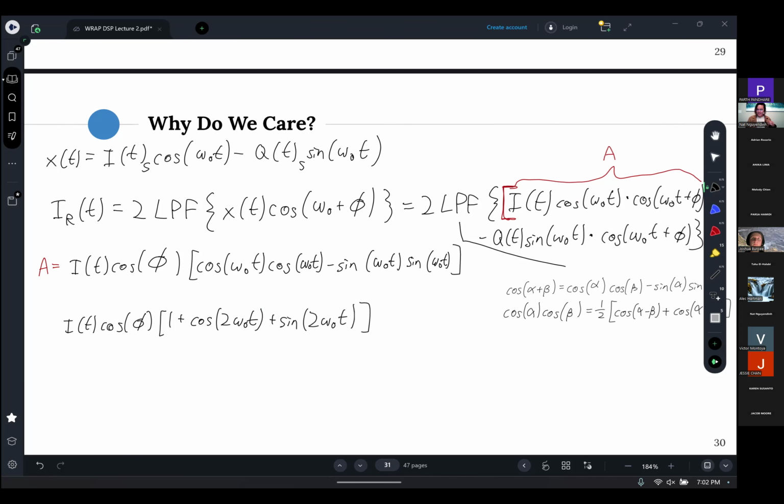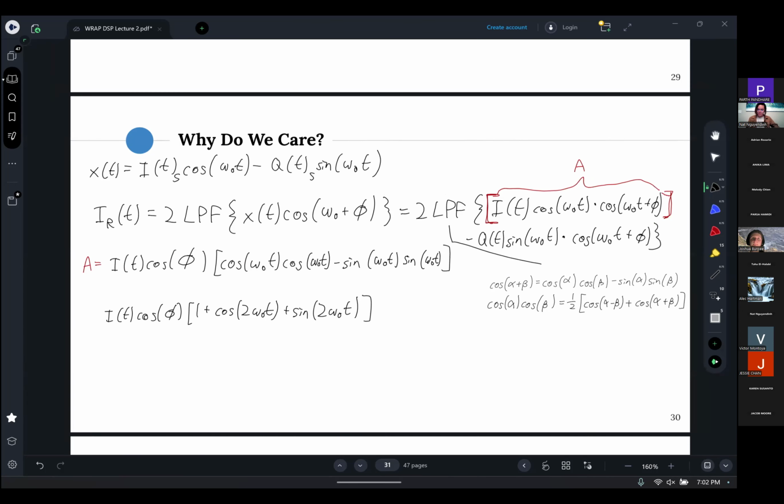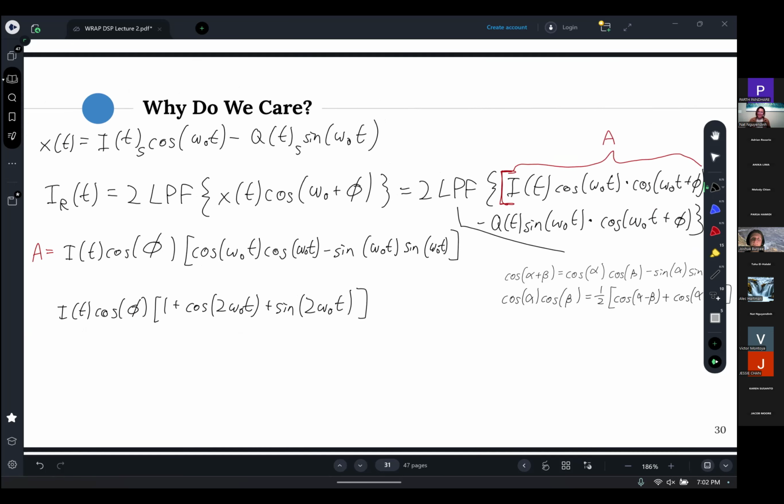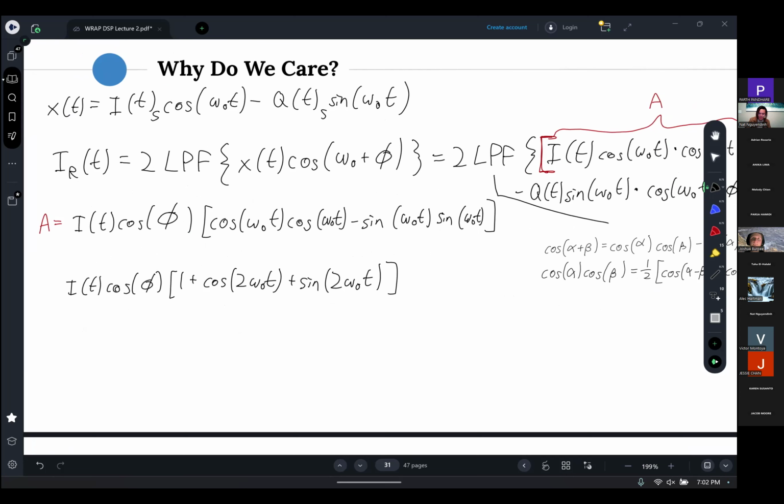But the point that I want to drive home here is that once I low pass filter this, I'm going to get I of t cosine of phi. So me having this phase offset is going to introduce this term of cosine phi into my result when I try to get I of t.